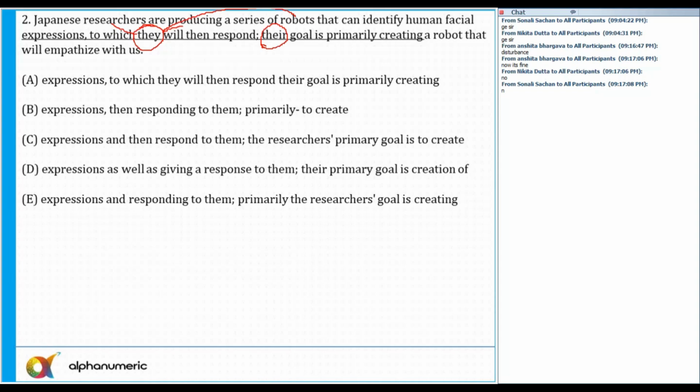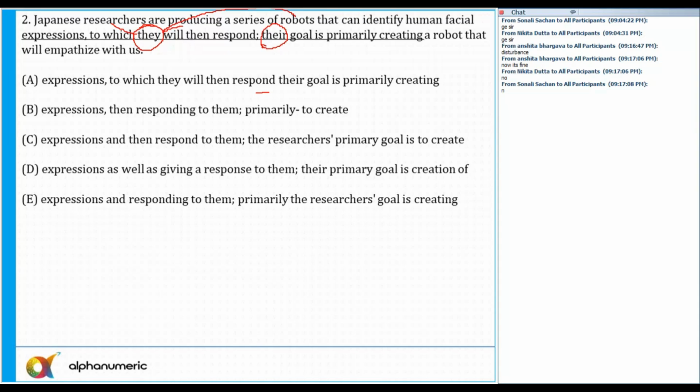Their primary goal, again, there is who? Researchers or robots? Their goal is primarily creating a robot that will empathize with us. So I think there's a pronoun error here. We are not sure whether the pronouns they and their are being used for robots or for researchers. So we will have to write it in another way.